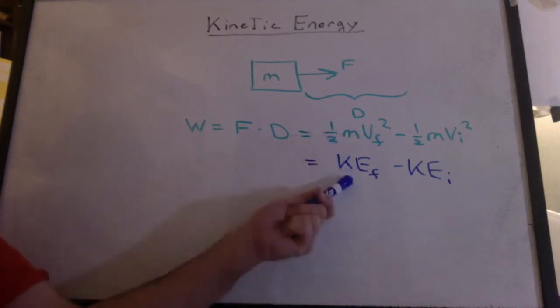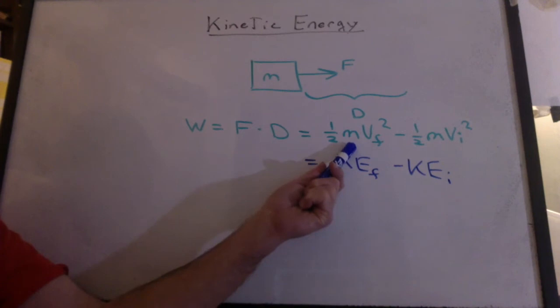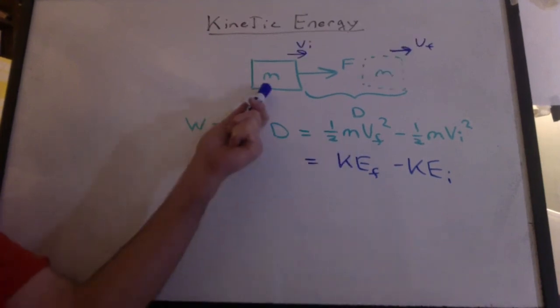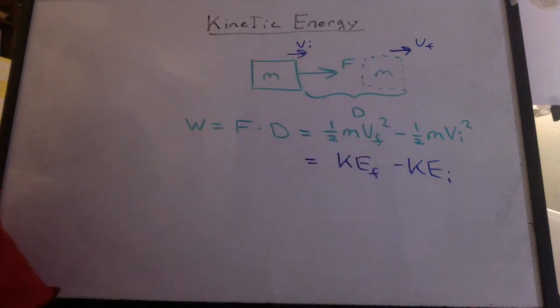Well, that's what we call the kinetic energy final. That's the kinetic energy initial. It is the energy of motion. When the block moves from here to here, the initial velocity will increase to the final velocity.